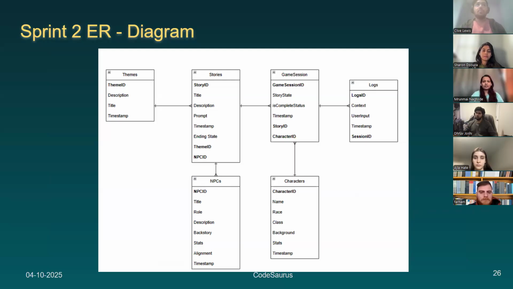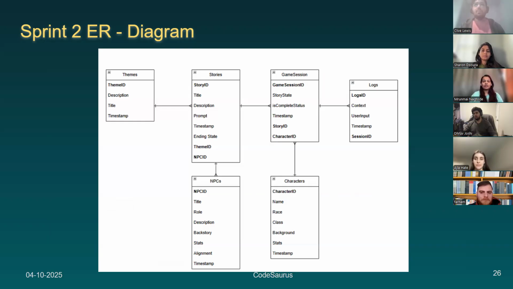The next one is the stories, where there's story ID, which is again the primary key, title, description, prompt, timestamp, ending state, theme ID, which is the foreign key, and NPC ID, which is also a foreign key. The next one is the game session, where the game session ID is the primary key, the story state, complete status, timestamp, story ID, which is a foreign key, and the character ID, which is also a foreign key.